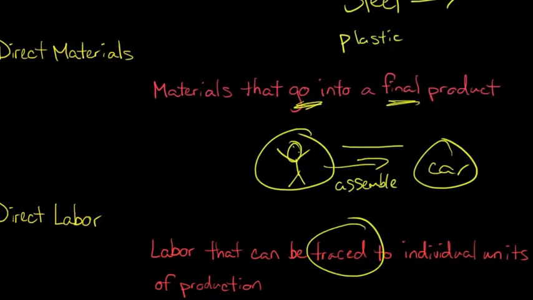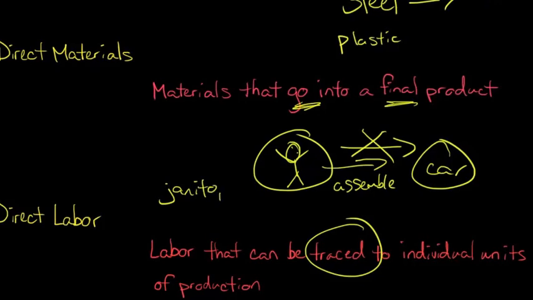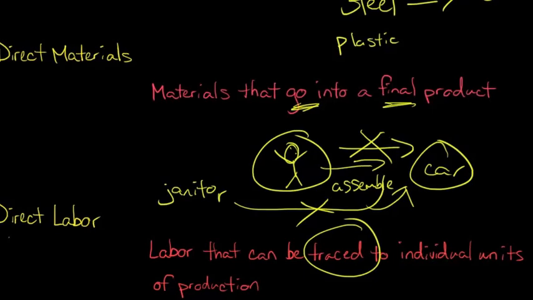Now you might say, well, in what case could you not trace something back to the car? Well, if we think about someone like, for example, a janitor. We can't necessarily tie the work the janitor did sweeping the floor to an individual car. We can't really make that leap. It's not traceable, so that's not going to be direct labor. Direct labor would be more like the person who's doing the assembling.